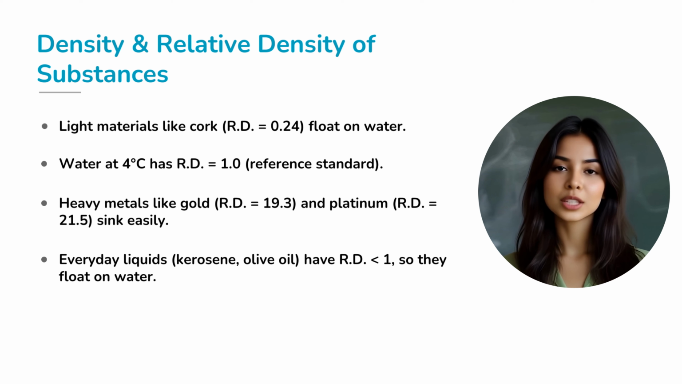Now, look at this table of substances. Coke has an RD of 0.24, which explains why it always floats on water. Pure water has an RD of 1, which is our standard. Heavy metals like gold and platinum have very high relative densities, 19.3 and 21.5 respectively, so they sink very easily. Everyday liquids like kerosene, petrol, and olive oil all have relative densities less than 1, so they float on water. This simple chart tells us so much about the floating and sinking behavior of materials in water.